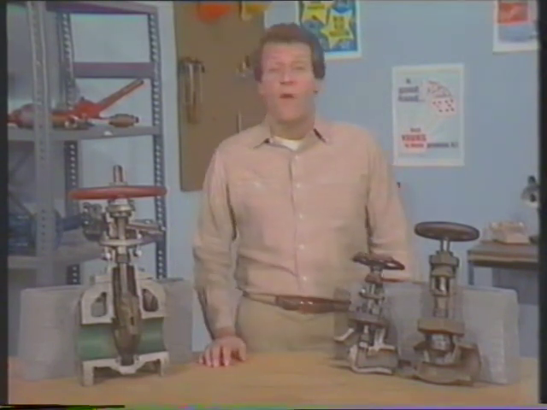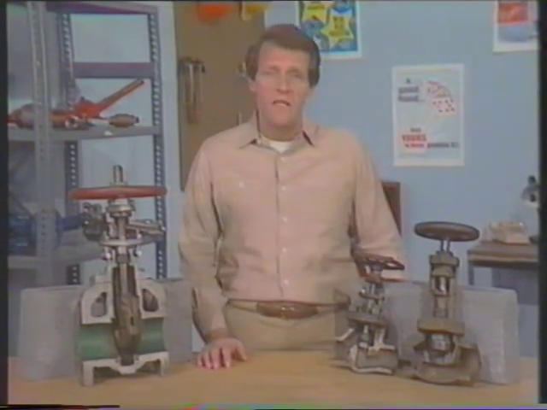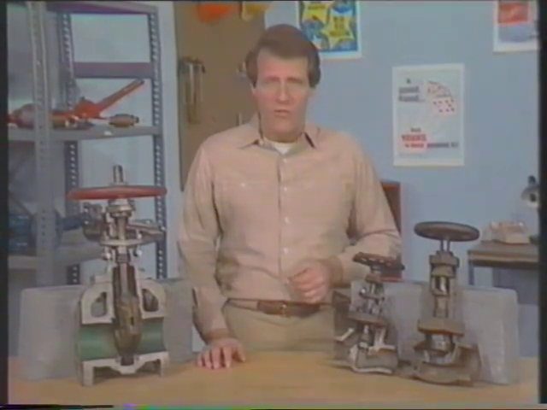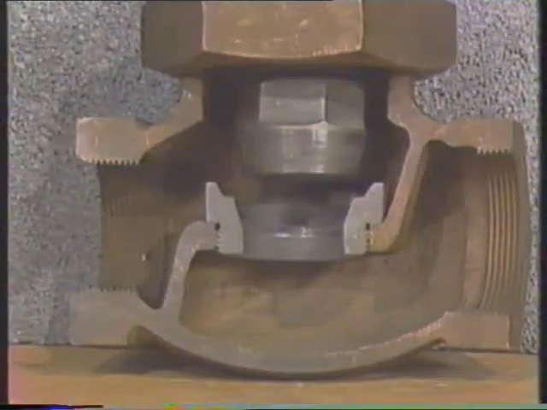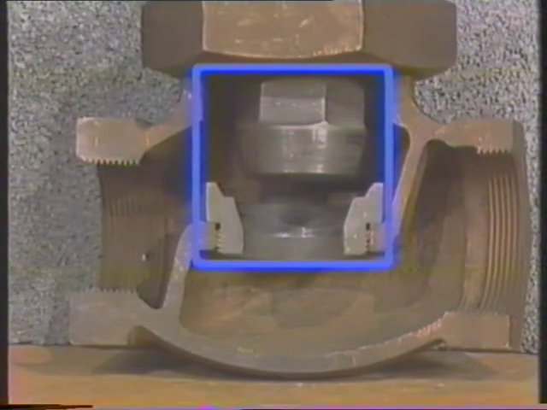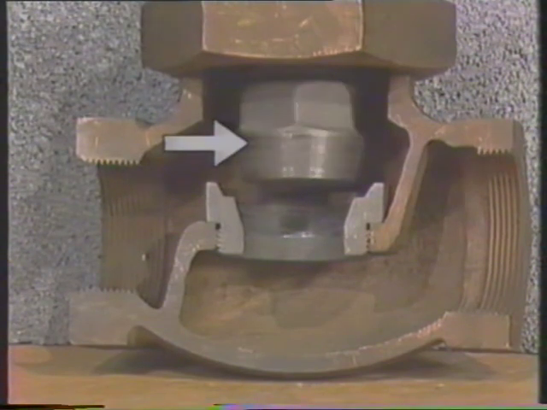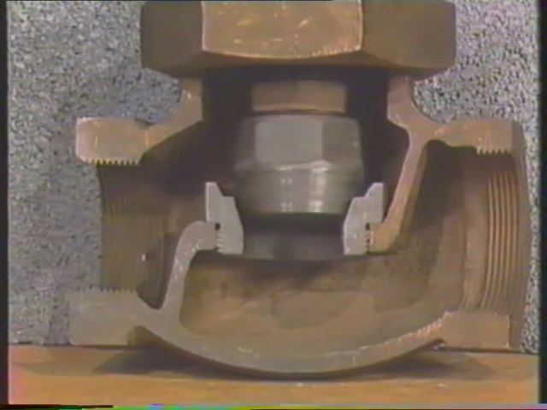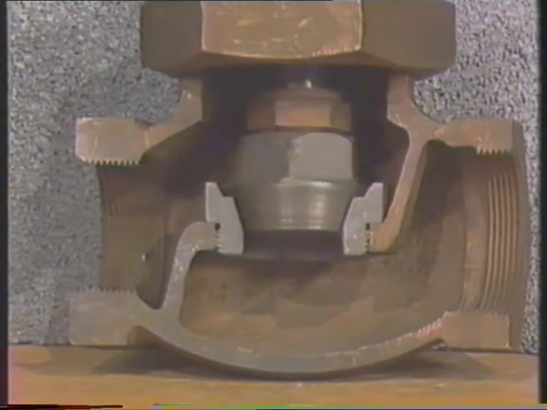Now, the problem with uneven disc wear is eliminated in the design of globe valves. Therefore, globe valves are more practical for throttling. Globe valves have a different kind of disc and seating arrangement from gate valves. The disc is lowered on top of the seat here to close the valve.